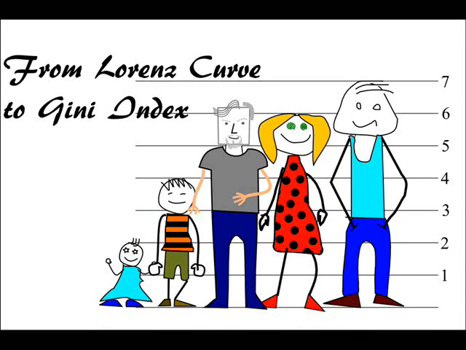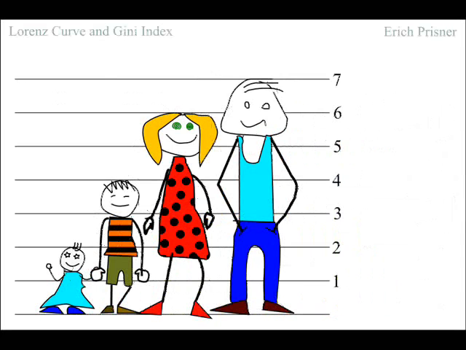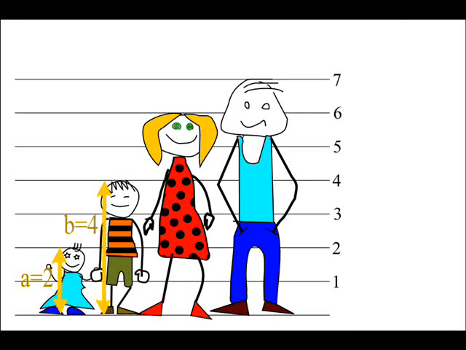Please meet family Lorenz. On the left is little Ann, then we have Bob and Cindy, and on the right Doug. Or in short, A, B, C, D. As you can see, they have different heights. It is A equals 2 feet for Ann, B equals 4 feet for Bob, C equals 6 feet for Cindy, and D equals 7 feet for Doug. As you can see, height is rather unequally distributed in this family.